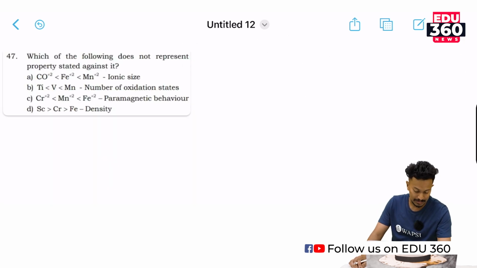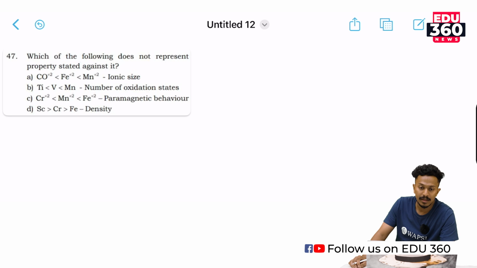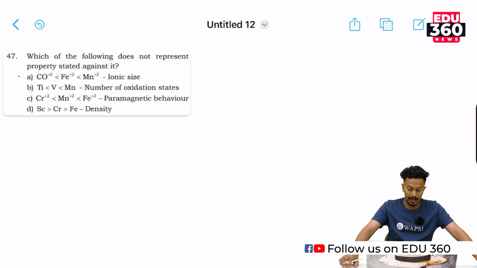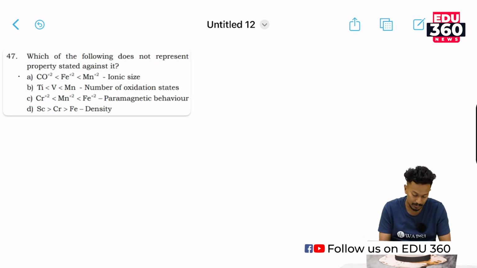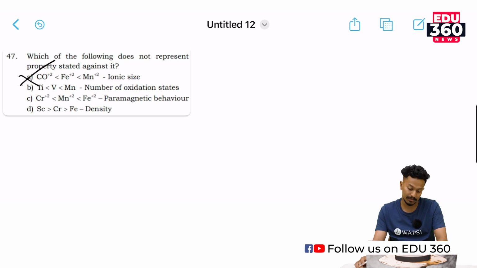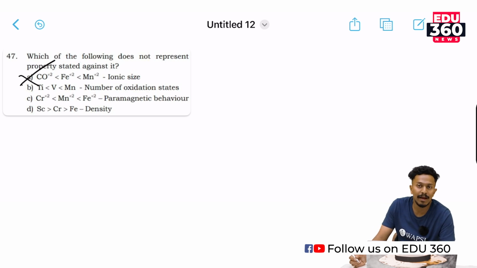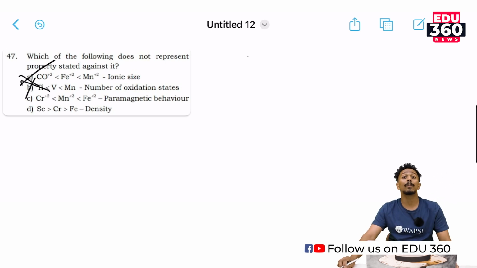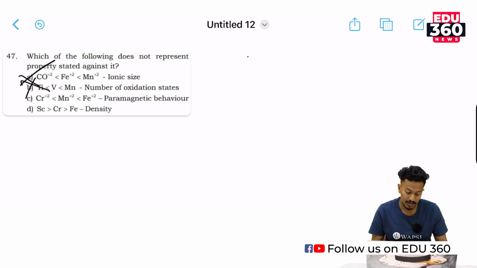Which of the following does not represent the property stated against it? There are 4 properties that have been stated. Cobalt, iron and manganese in their ionic state. Well, we could not completely determine that actually, so we could remove option A. Titanium, vanadium and manganese in number of their oxidation states. Well, they have different kinds of oxidation states, so that is also wrong. And we will discuss the paramagnetic behavior of these 3 compounds.